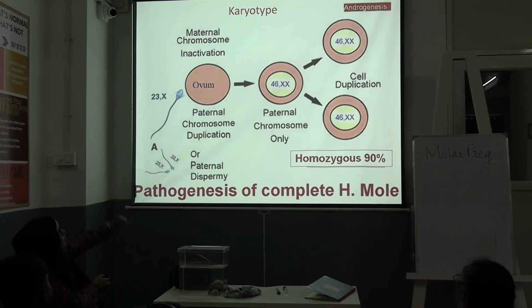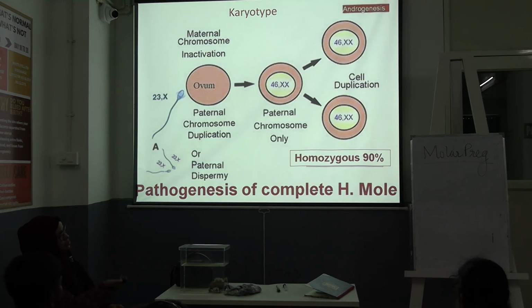In complete mole, there is androgenesis. Mainly the chromosome material is paternal chromosome material, and in partial mole there is both ovum and sperm, but here there is an empty ovum. The ovum is empty. Either it gets fertilized with a single sperm that gets duplicated later on, or it gets fertilized by two sperms, dispermy, or there can be paternal chromosome duplication. In both these cases, there is only paternal chromosome, there is no maternal chromosome, and the ovum is empty. Because of this abnormality, the complete mole develops.